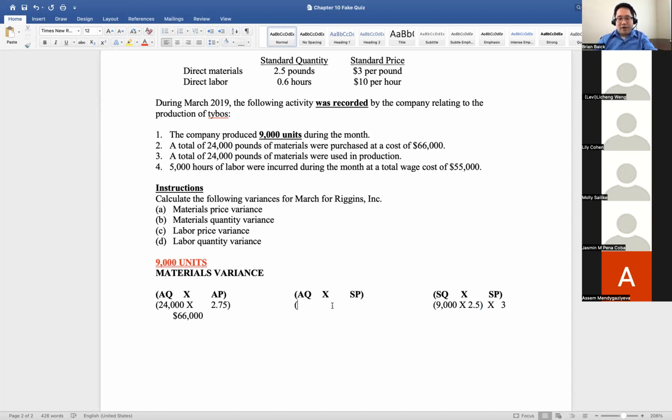Okay, we can do the middle part now. The middle part is actual quantity, which we have here. It's 24,000 times the standard price, which is 3. Let's figure out what goes in the middle and at the end here. 24,000 times 3 is 72,000.